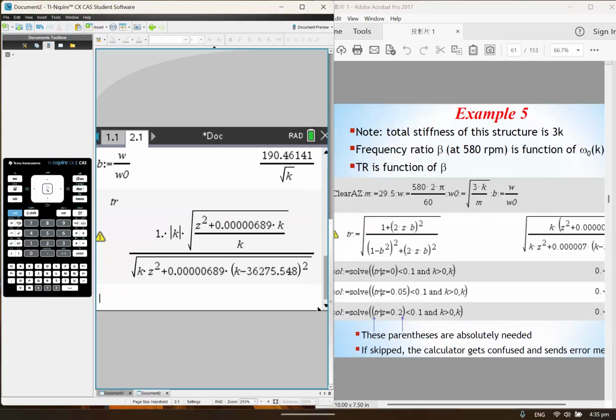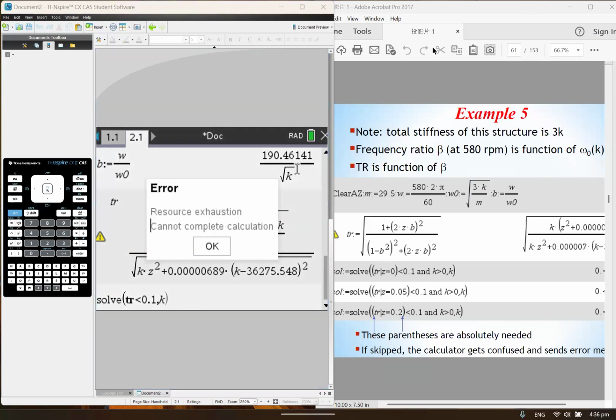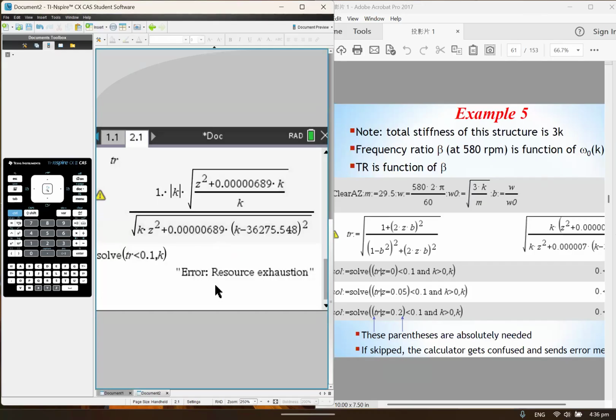So we're going to have to solve an equation like this. Transmissibility is going to be less than, let's say, 0.1. That is the given requirement. And we solve for that. Let's just try to solve it naively and see what happens for k. It actually gets stuck. And here you see it doesn't work. So you need to give it some more information. The crucial information here is that k is greater than 0.